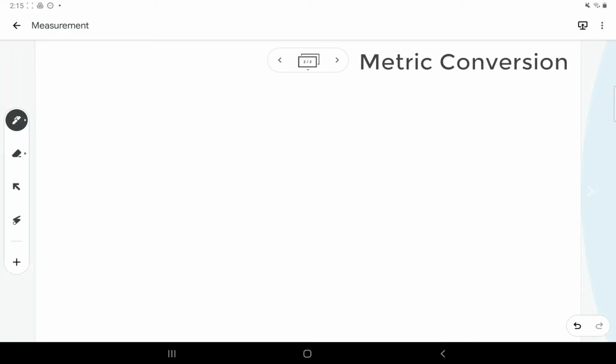About converting in metric. So you'll hear me talk a lot about how metric is a little bit easier than imperial, and this is why. The conversions are a little bit easier. So first, what do I mean when I say conversion?